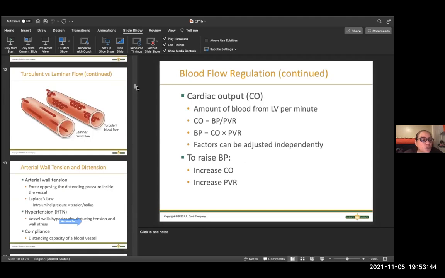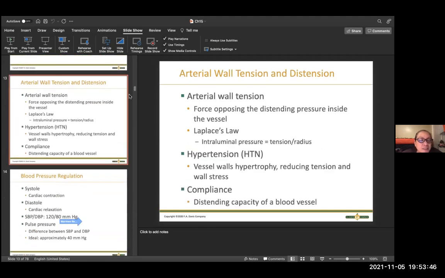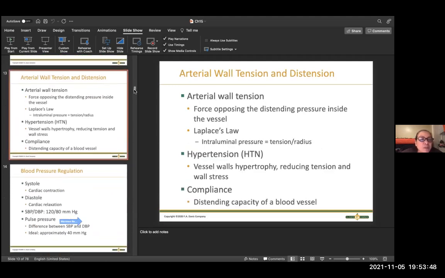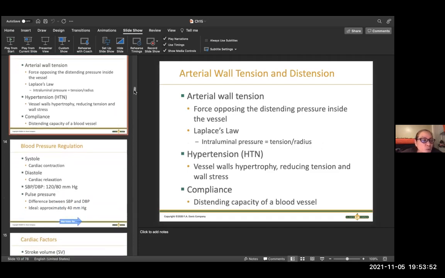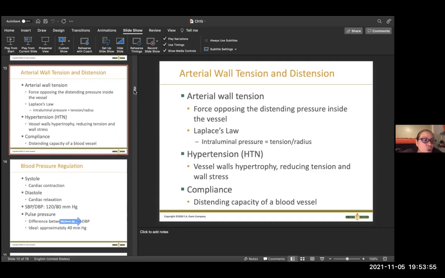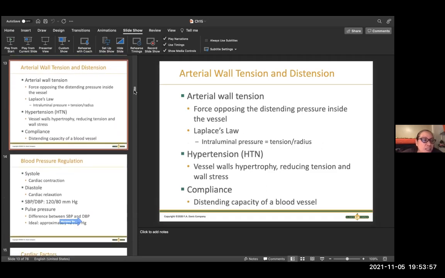Okay, let's go to the next one. These are very important, Monse, because the next one, you can memorize all of this. This one, Laplace's Law, you can memorize this. I don't need to really explain the definition of these terms, like the arterial wall tension.